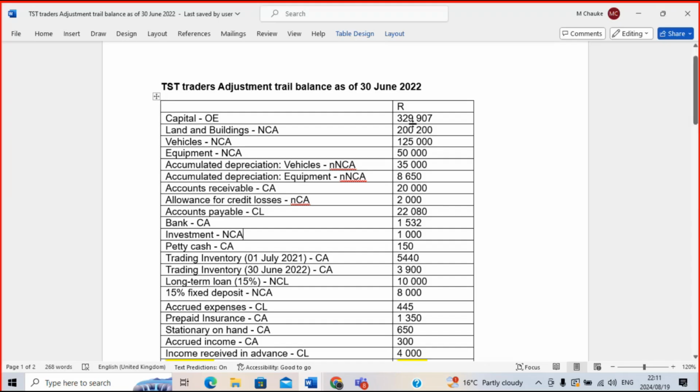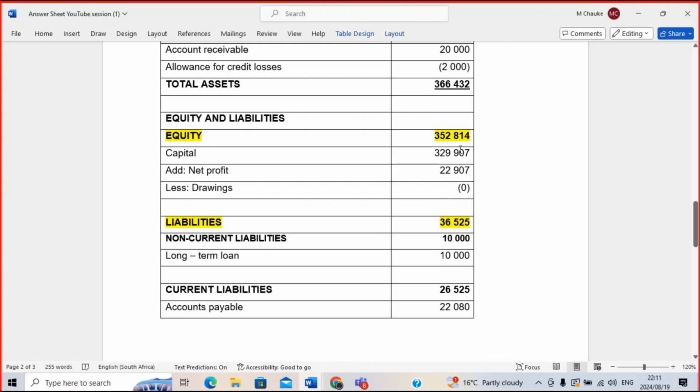Our capital has to be changed, because the one we have is wrong. It has to be 373,000. That is our capital. So we need to change our capital even in our answer sheet. Please change our capital to 373,000.